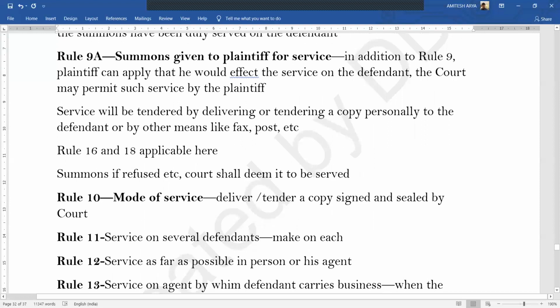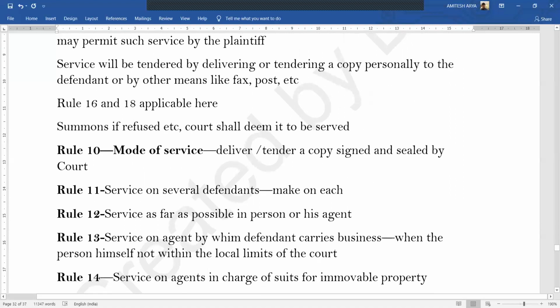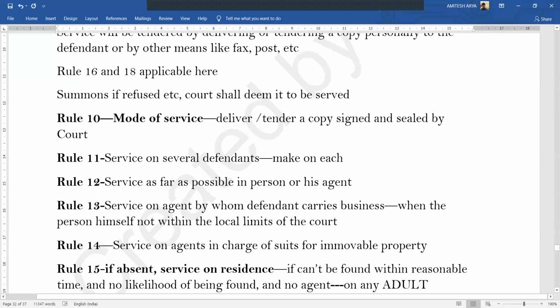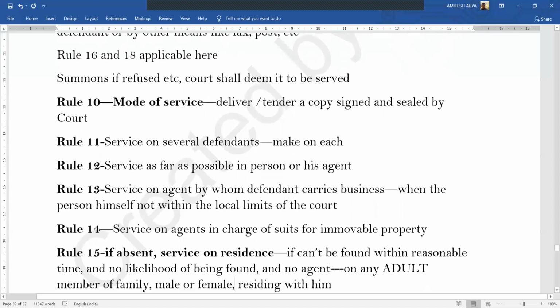Rule number 12 says that as far as possible, you should serve on the person or his agent. Rule number 13 says that you can serve on an agent by whom the defendant is carrying on business in the particular court's jurisdiction when the person himself is not residing within the local limits of the court. Now, you can also serve summons on those agents who are in charge of immovable property if it is a suit relating to immovable property.